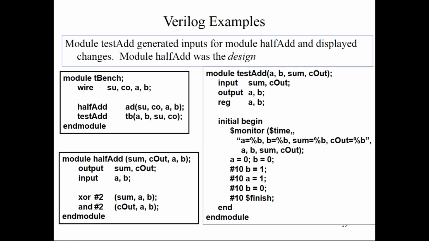So in this model, you have module test bench, that means TB or T bench. Here wire sum, carry, and the inputs are A and B. And for a half adder, here sum, carry, and A and B, and we know sum equals A XOR B and carry equals A AND B. So that is your actual half adder.